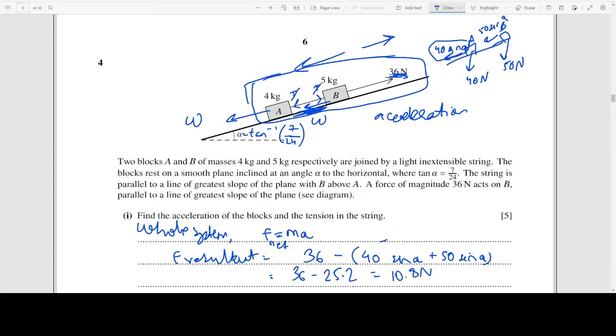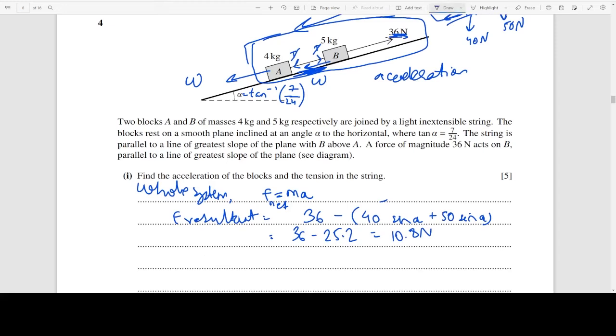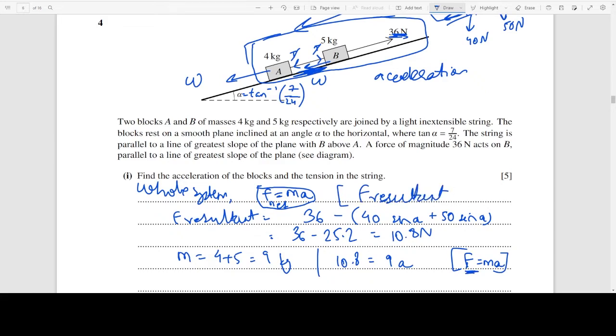which is 10.8 Newton. Now coming back to the fact that I have taken the whole system, we'll have to find the total mass of the system, which is just 4 plus 5 kg, the two blocks, which is 9 kilograms. So we can just use this formula to find acceleration: 10.8 equals 9a. I hope you guys know that the F in this is actually F resultant equals ma.